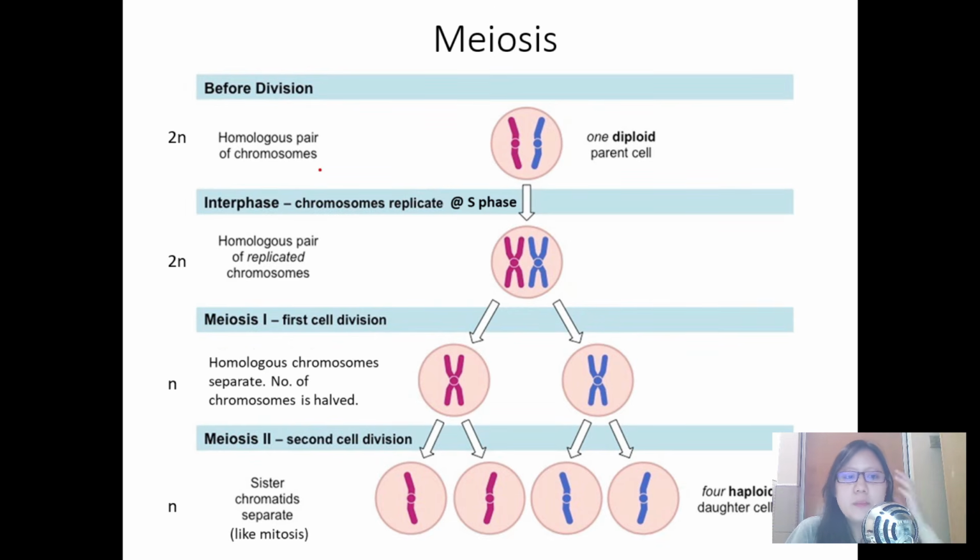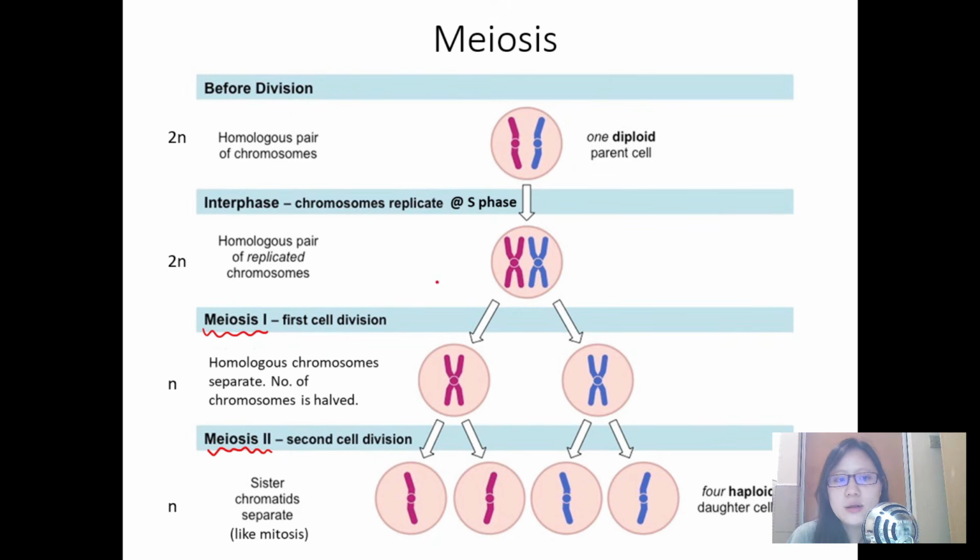Now, there is interphase before meiosis as well, which you should bear in mind. What that does is that DNA replication occurs and this butterfly shape here is formed. We're going to focus very much on what happens in meiosis 1 in general and meiosis 2.